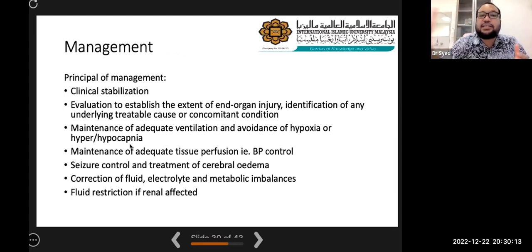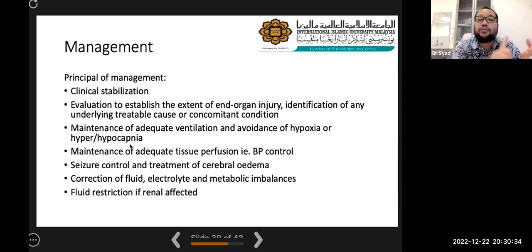Assess the extent of end organ injury, whether there's any, which organs are involved, and if we can identify treatable conditions, then we need to treat all those treatable conditions. And if there's any concomitant condition, that needs to be treated as well.